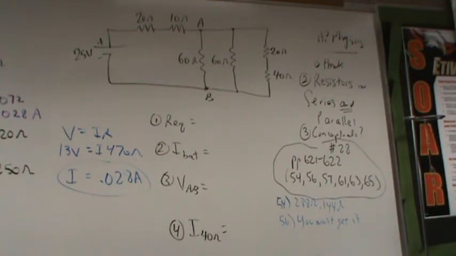Yeah, now you gotta add that and that. They'll be series resistors. Yes. So you get the equivalent resistance. Yeah, okay. Let me check it. So that's 6.